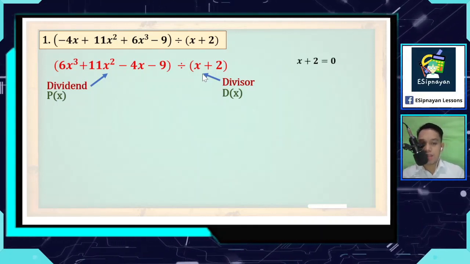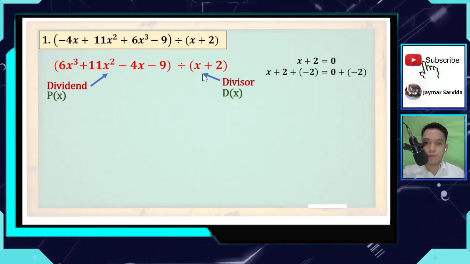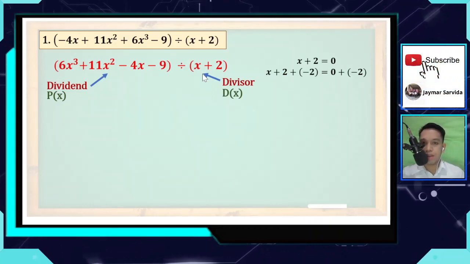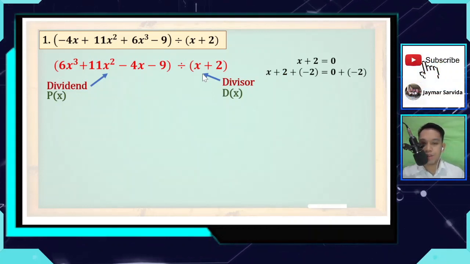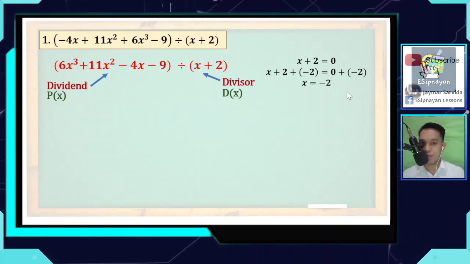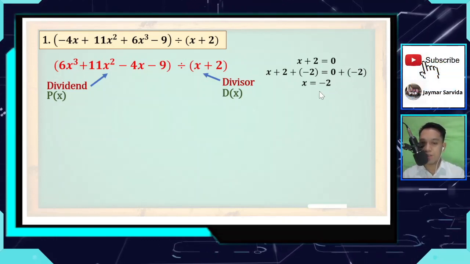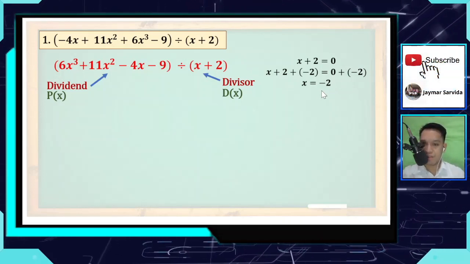So, x plus 2 is equal to 0. Okay, so i-apply natin yung addition property of equality by adding negative 2 both sides. So, x is equal to negative 2. Ayan. So, hahanapin natin yung value ng x ng ating divisor, which is x equals negative 2. So, ito ngayon yung ating divisor, si negative 2.